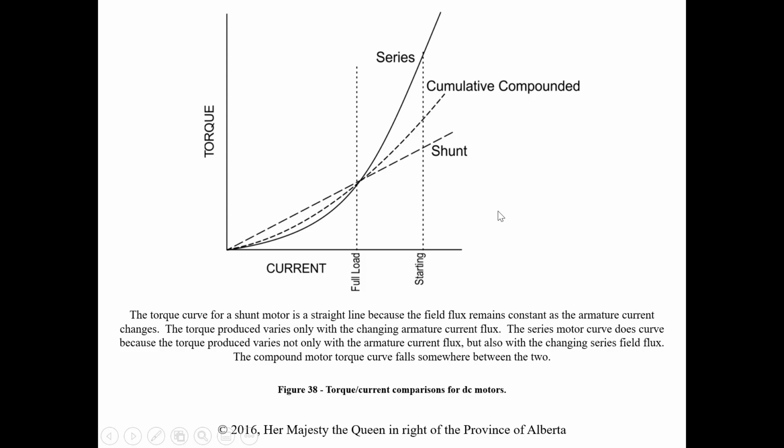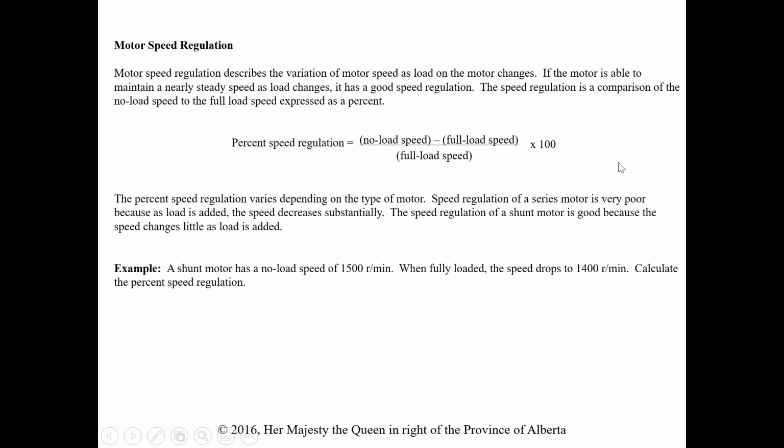The series motor curve does curve because the torque produced varies not only with the armature current flux, but also with the changing series field flux. So the compound motor torque curve falls somewhere in between the two. So again, they both have their applications. The cumulative or the compounded motors definitely have the combination of best of both worlds kind of scenario.